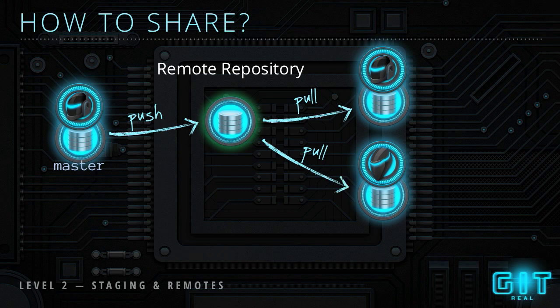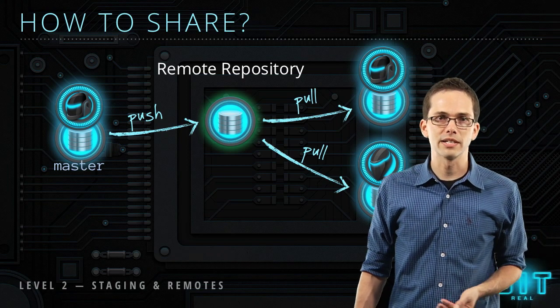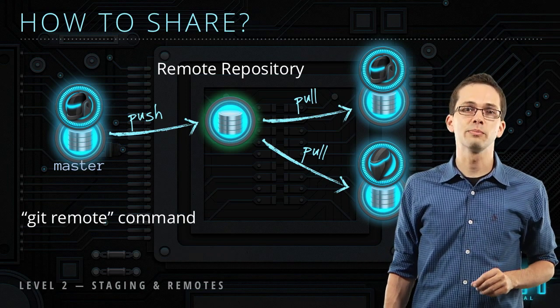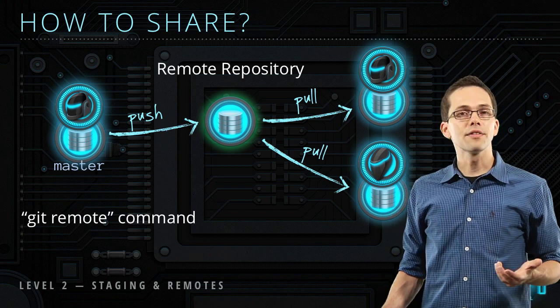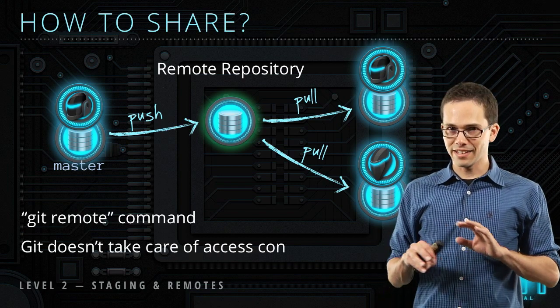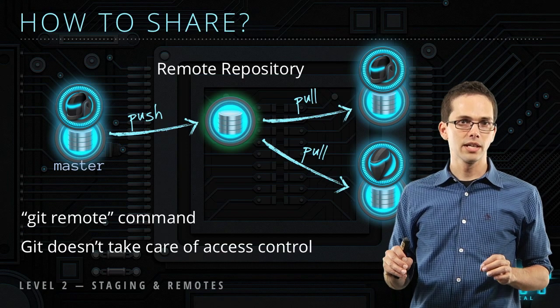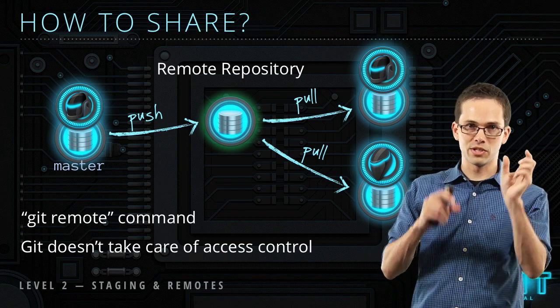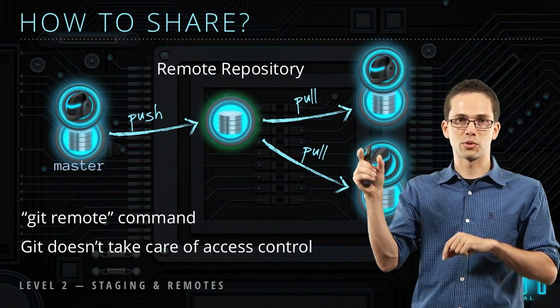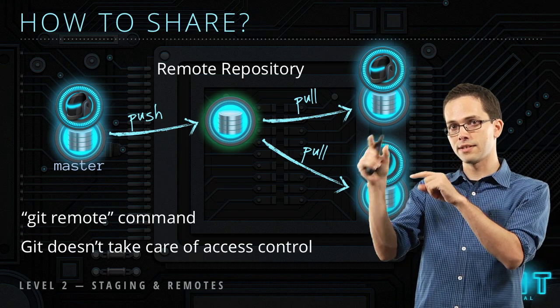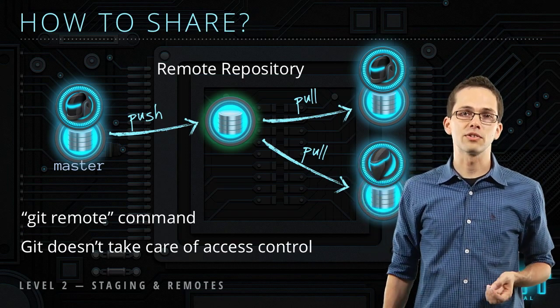And then when they're done, they can push back up their changes. When we're dealing with remote repositories, it's all about the git remote command, which we'll be going into in a minute. The other thing worth mentioning is that Git doesn't take care of access control for you. It doesn't allow you to say, just these people have access to this repository and just this group of people have access to this one. That's where you're going to need some additional software.